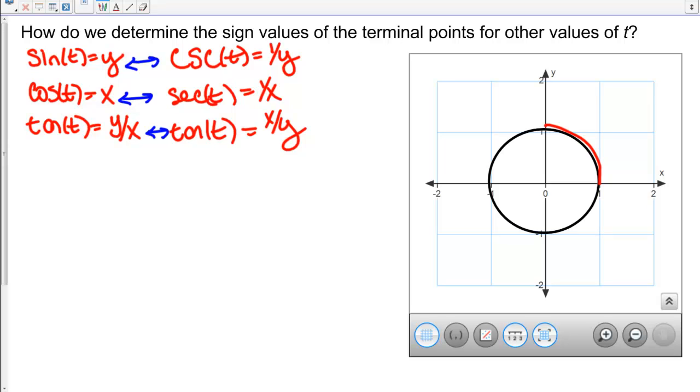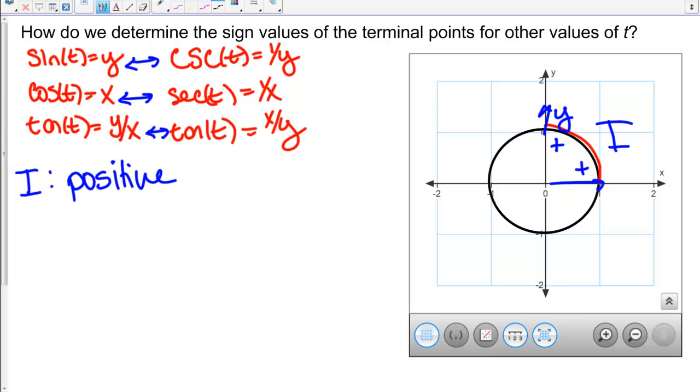So in this first quadrant, we have positive x and positive y. So in quadrant 1, if y and x are both positive, that means that all of my trig functions will be positive. So over here we have all positive.